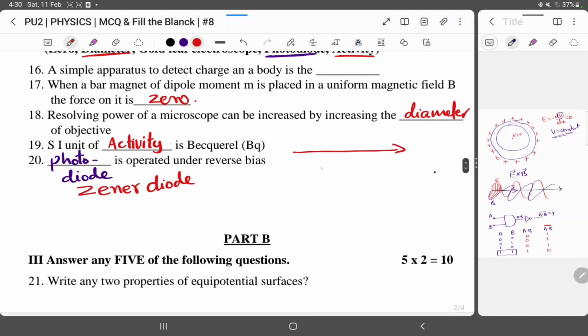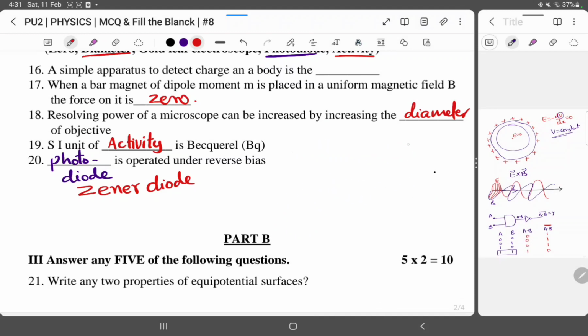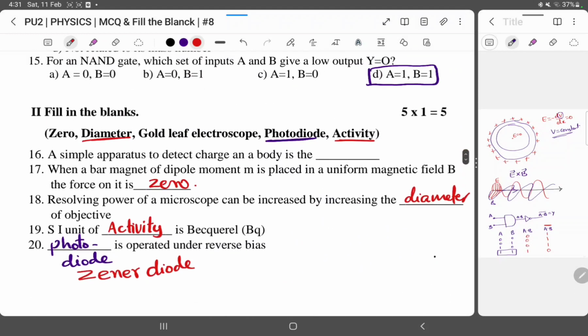So here if I consider a uniform magnetic field and put one bar magnet here, north pole this side, south pole this side, one pole may get repelled and the other may get attracted, but the forces are equal and opposite. So net force will be F minus F, which is equal to 0. That's why the net force acting on the magnetic dipole or electric dipole placed in uniform field is 0. Next, last one.